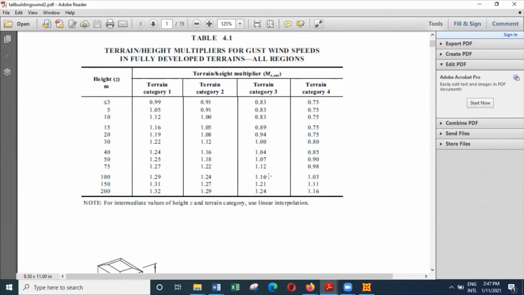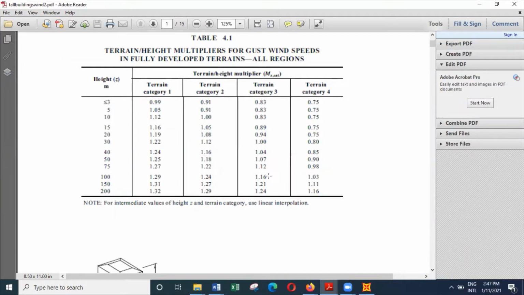Is it clear? I'm not using the full value at 30 meters, I'm using a slightly lower value than the value at 30 meters, considering the fact that it's a variable force. And I'm trying to use some kind of average value.